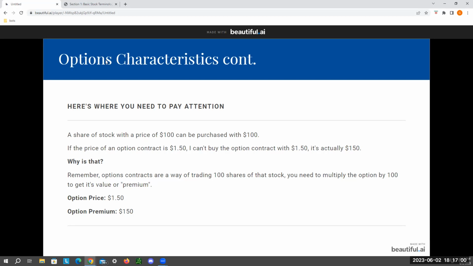If you ever look at an options chain, and you see that the prices look like they're in dollars and not by the hundreds of dollars, and you're confused as to why when you try to purchase that option, it's charging you 100 times what it's supposed to be. Well, think of it like this. A share of stock with a price of $100 can be purchased with $100, but the price of the option contract is 1.50. You can't buy the option contract for $1.50. It's $150. You've got to remember, you're trading 100 shares. You're leveraging 100 shares. So if your option's price is 1.50, you've got to times it by 100, which is $150. The same way, if your option's price is $5, it's $500. Does that make sense?